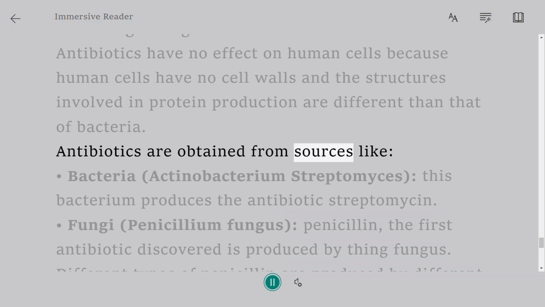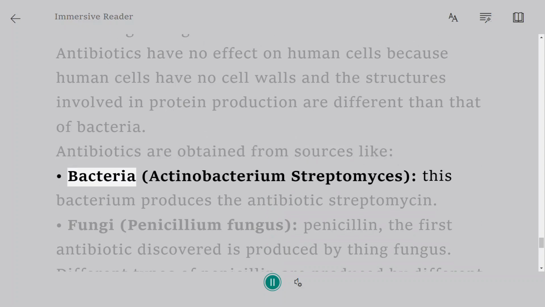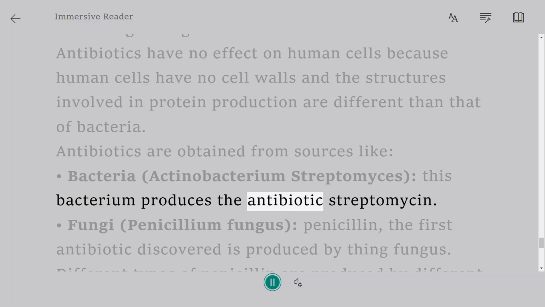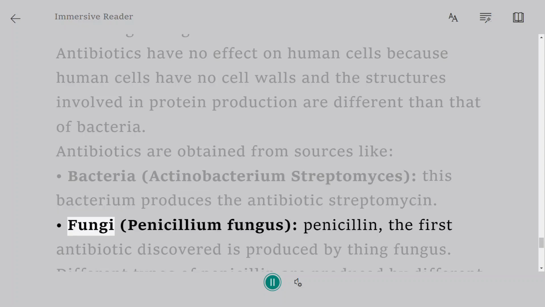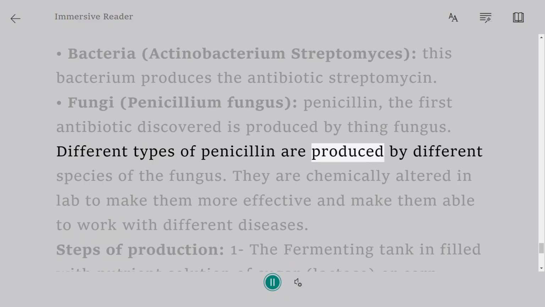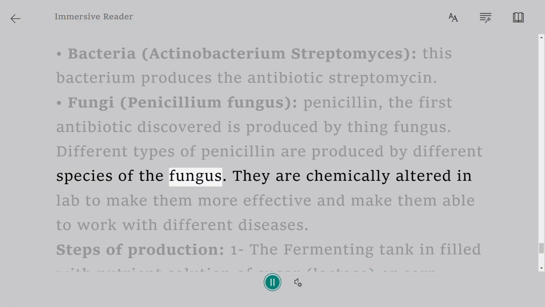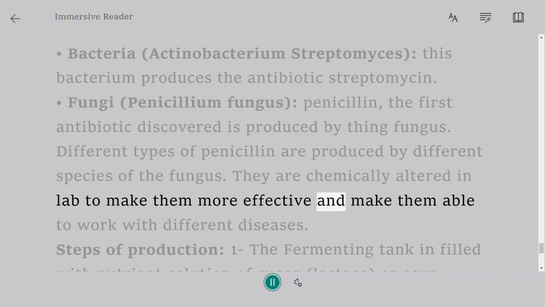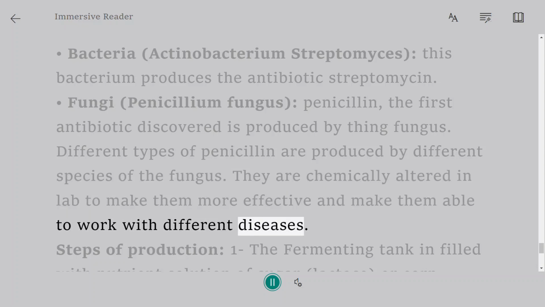Antibiotics are obtained from sources like bacteria: Actinobacterium streptomyces. This bacterium produces the antibiotic streptomycin. Fungi: Penicillium fungus. Penicillin, the first antibiotic discovered, is produced by this fungus. Different types of penicillin are produced by different species of the fungus. They are chemically altered in the lab to make them more effective and able to work with different diseases.